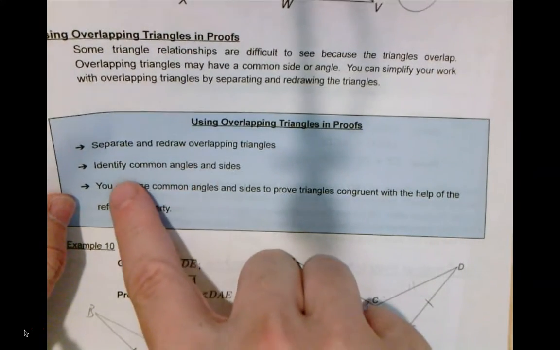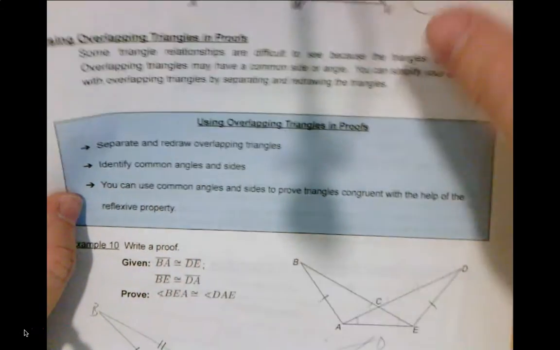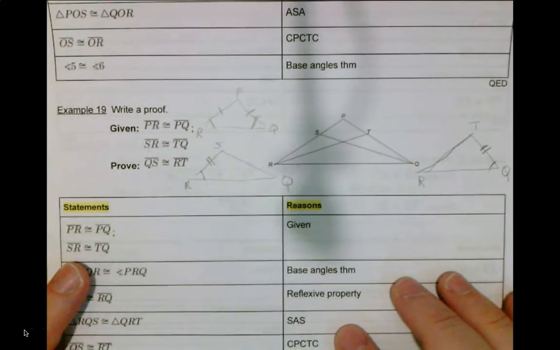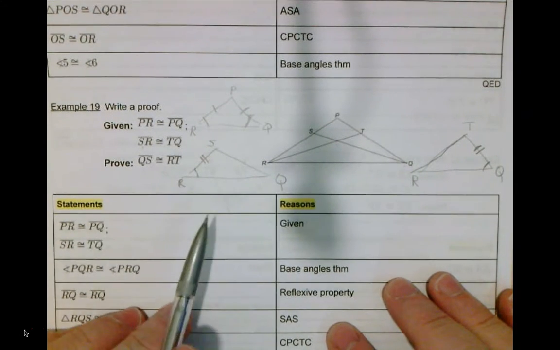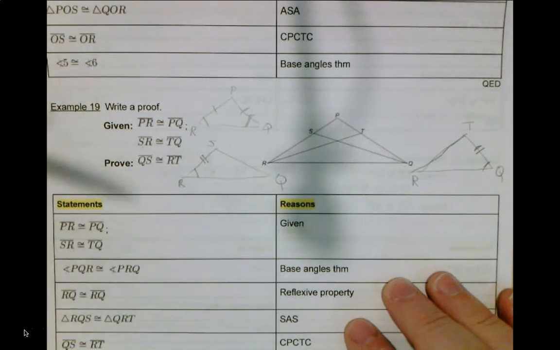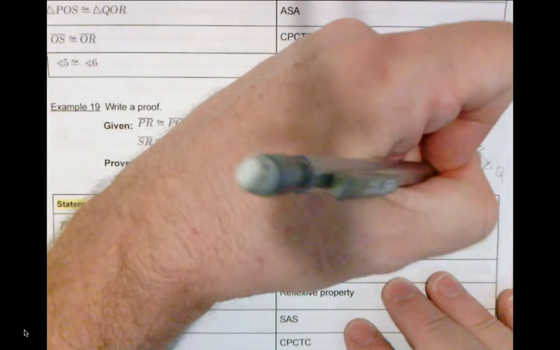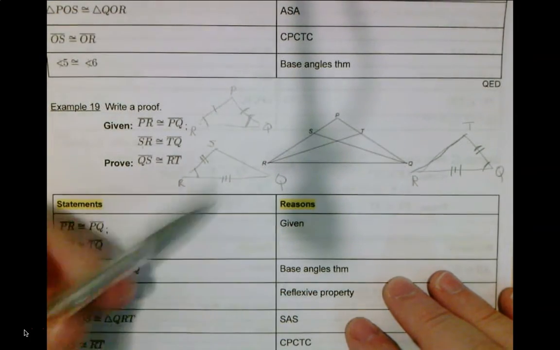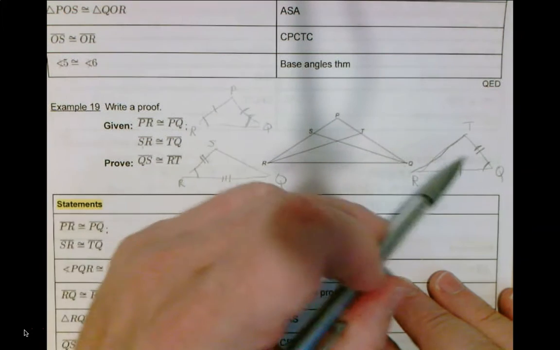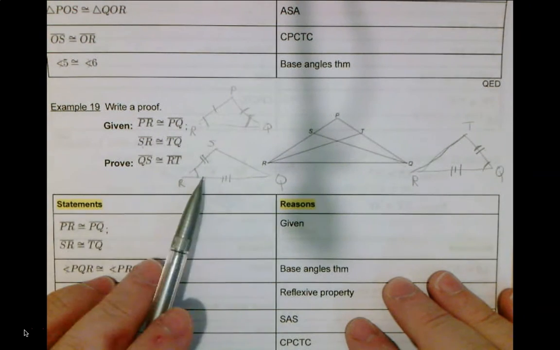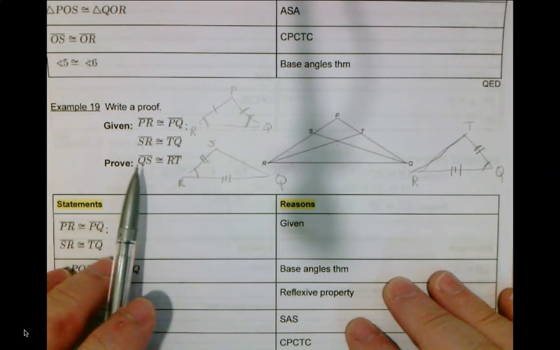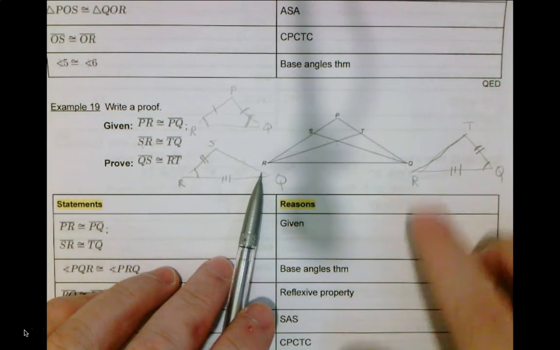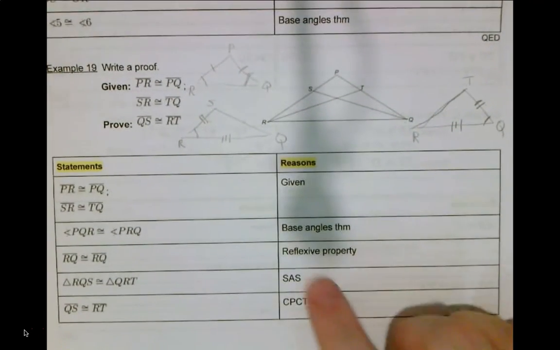Separate and redraw. Identify the common angles and sides. Use them with the reflexive property. So what's common? What was originally common? RQ is congruent to itself. Side, angle, side. Once these two triangles are congruent by side, angle, side, QS is congruent to RT by CPCTC. The rest is writing it out.